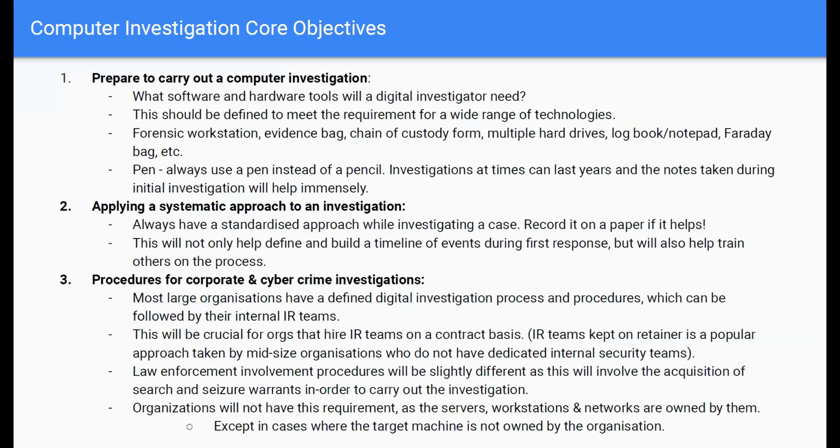Obviously, if it helps, have it on paper, like print it out, have it with you. Keep it as part of your toolkit, your investigation toolkit.